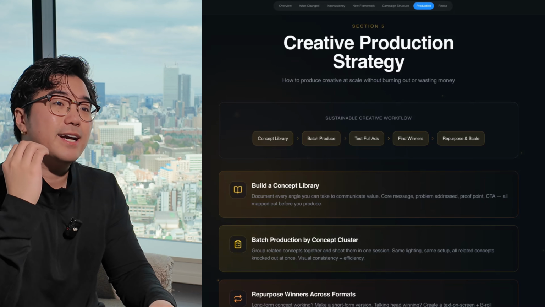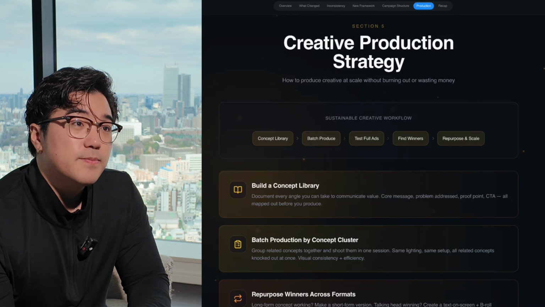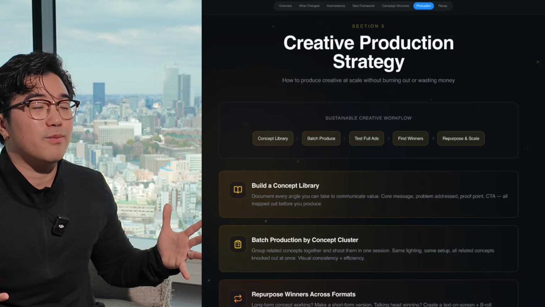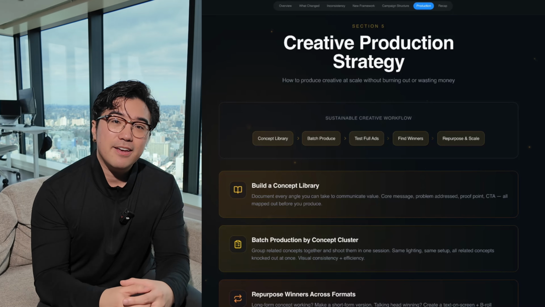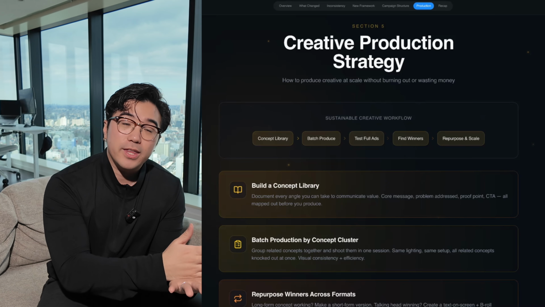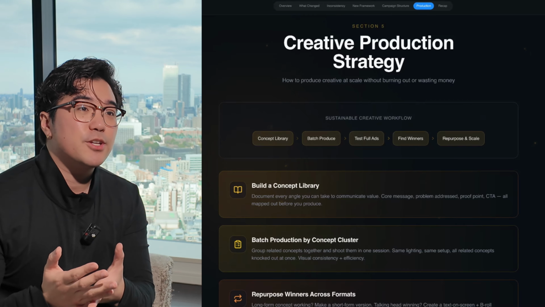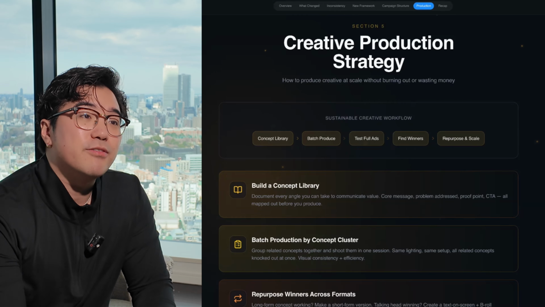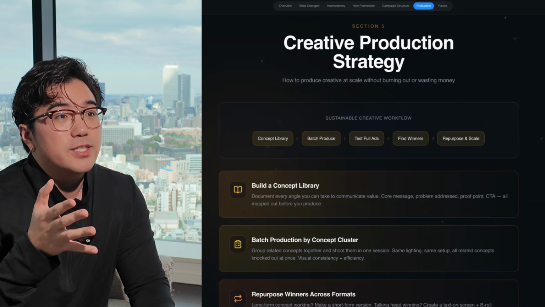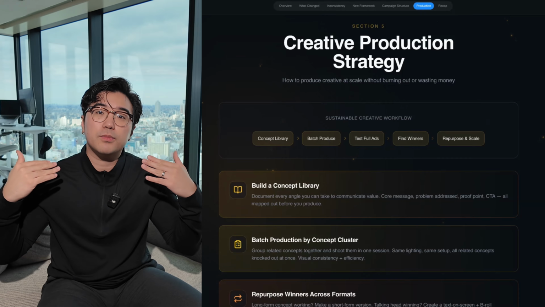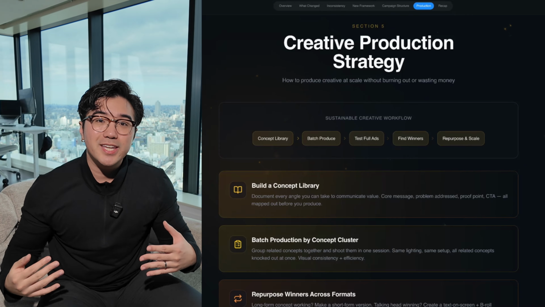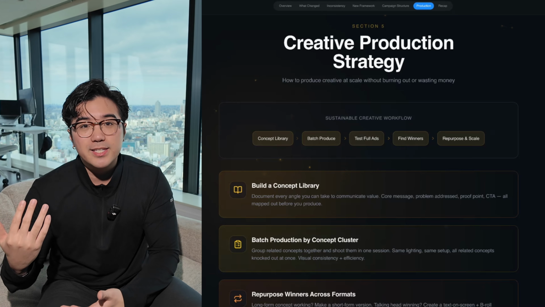Third, when you find a winning concept, repurpose it across multiple formats. If a long-form concept is working, create a short-form version for cold traffic. If a talking ad is working, create a text on-screen version with B-roll. If a static image concept is working, turn it into a video. The core concept stays the same, but you're expanding the ways you can deliver it. This is how you scale creative production without constantly coming up with new ideas. You take what works and find new ways to execute on it.